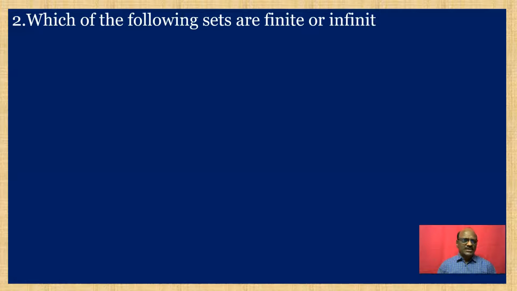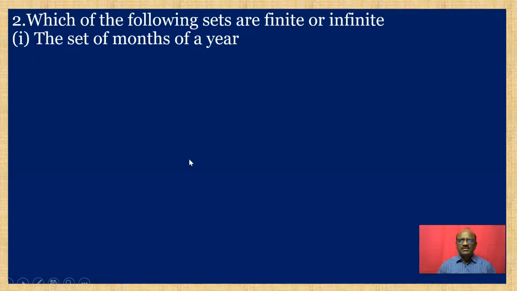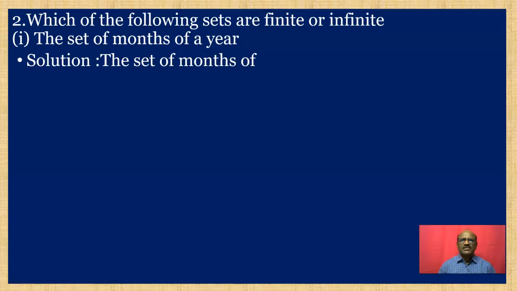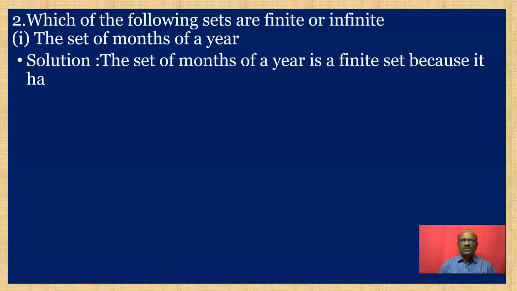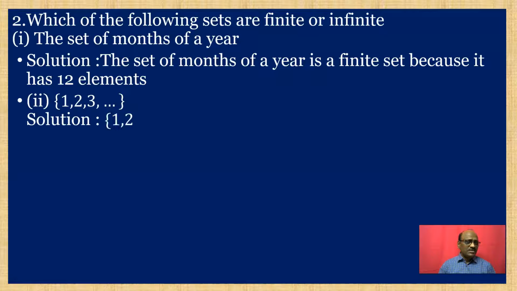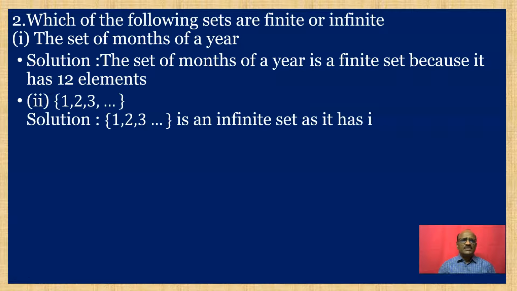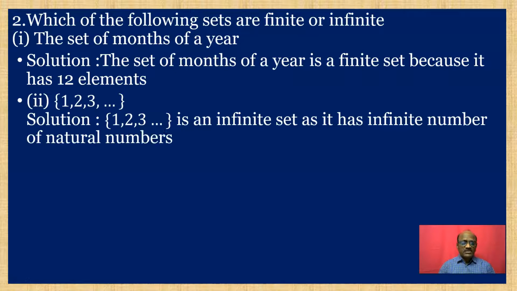Which of the following sets are finite or infinite? We can easily determine it. The set of months of a year. It's clear that we can count it. The set of months of a year is a finite set because it has 12 elements. Second, 1, 2, 3 and so on. And this is infinite. It is an infinite set as it has an infinite number of natural numbers.